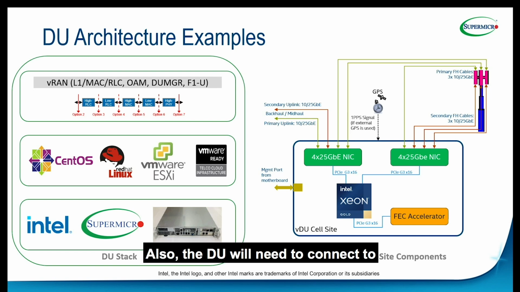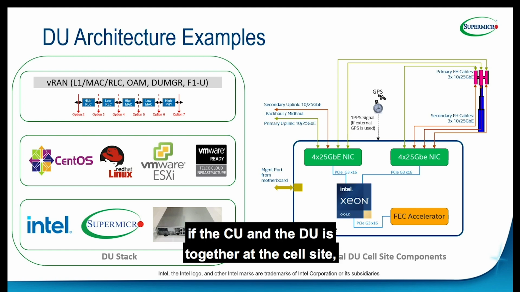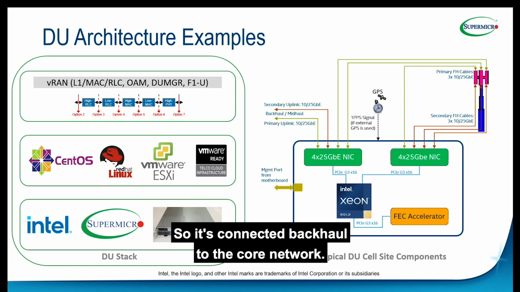Also, the DU will need to connect via mid-haul to a CU, or sometimes it's a backhaul if the CU and the DU are together at the cell site, so it connects backhaul to the core network.